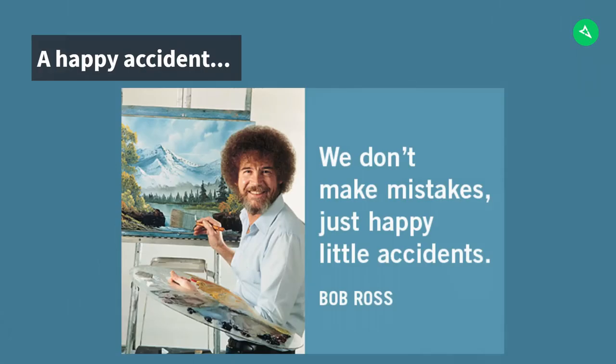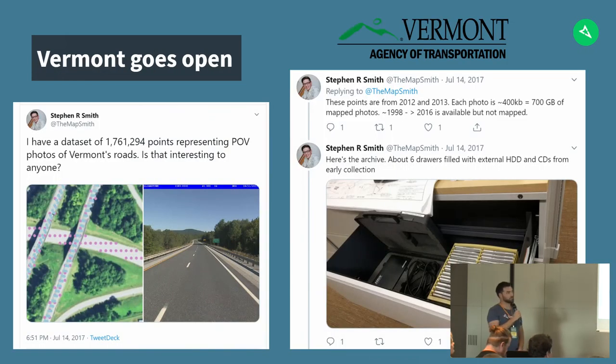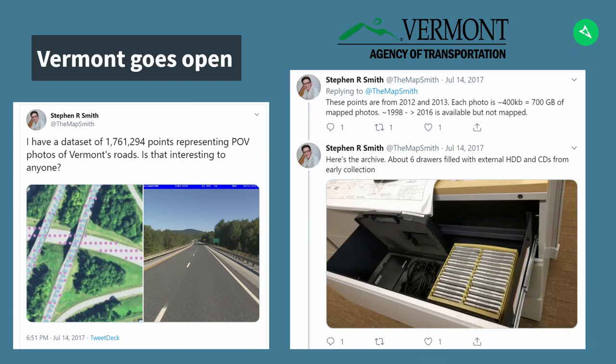So this concept of imagery being open data, especially imagery coming from government repositories or government resources captured by government, a lot of it came to become a form of open data that we use to fix maps by complete accident. And if you know Bob Ross, he likes to call them happy little accidents. And our happy little accident happened a few years ago. So Stephen works for the Vermont Transportation Agency. And Stephen advertised on Twitter that he was just having fun doing some analysis with data he had found.